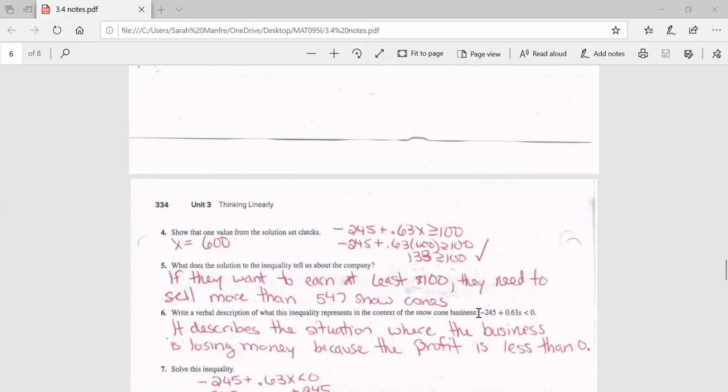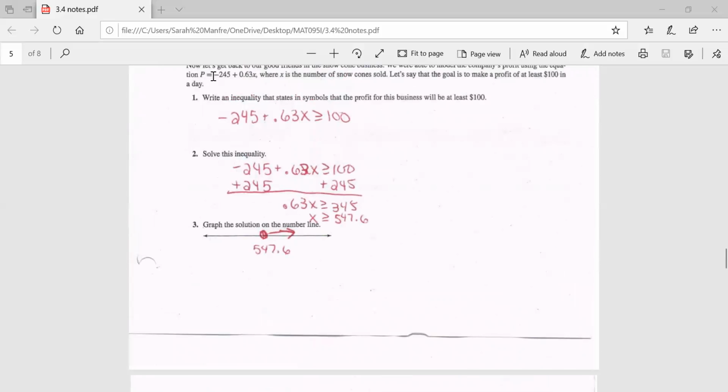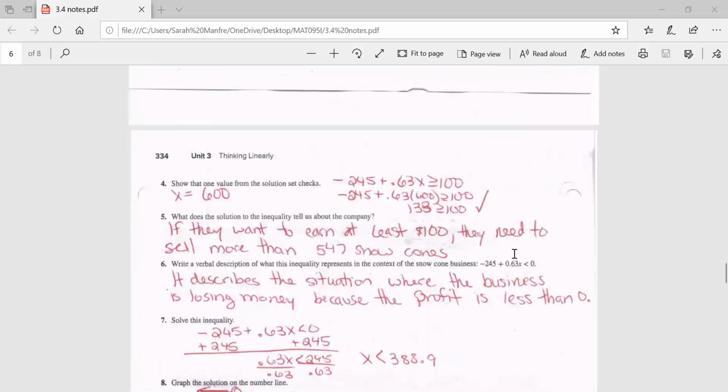All right, so now they gave us this inequality, and notice how they put a 0 right here. Well, that 0 is replacing the profit, right? Because we're looking at this equation that says P equals, that's profit. So what does this mean? It means this is the situation where the business is going to be losing money because it's saying the profit is less than 0, right? 0 is the biggest number. And what numbers are less than 0? Well, all of these are going to be negative numbers, which means that they're going to be losing money.